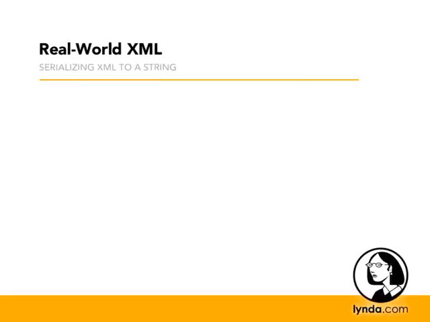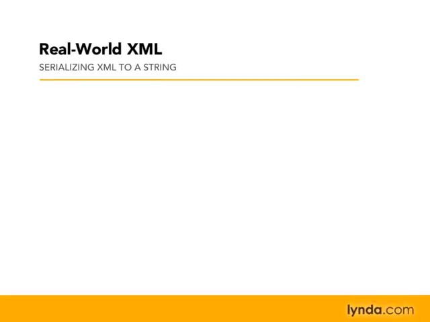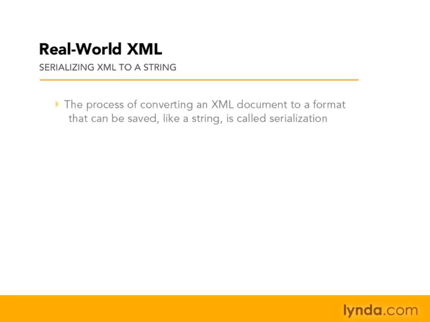Now, as I demonstrated in the previous examples, both Firefox and Internet Explorer have a notion of serializing XML to a string. And serializing is basically the process of converting an XML document to a format that can be saved, like a string. Now, serialization can take other forms as well, but string is the most common, especially in most of the real-world scenarios you'll probably run into.